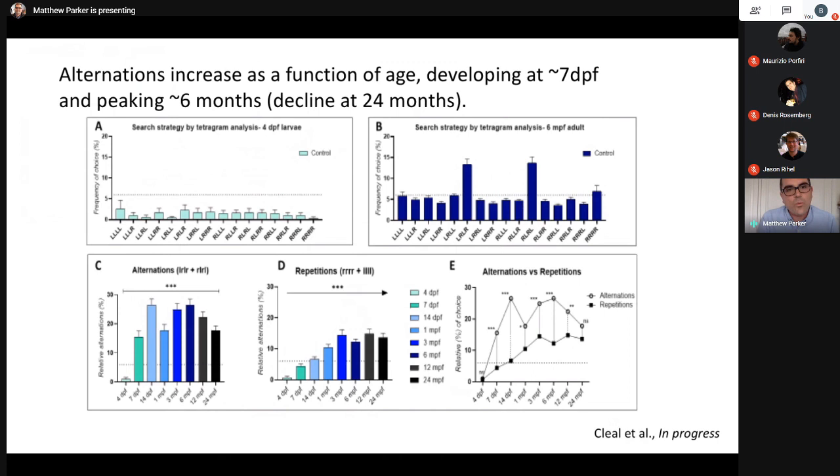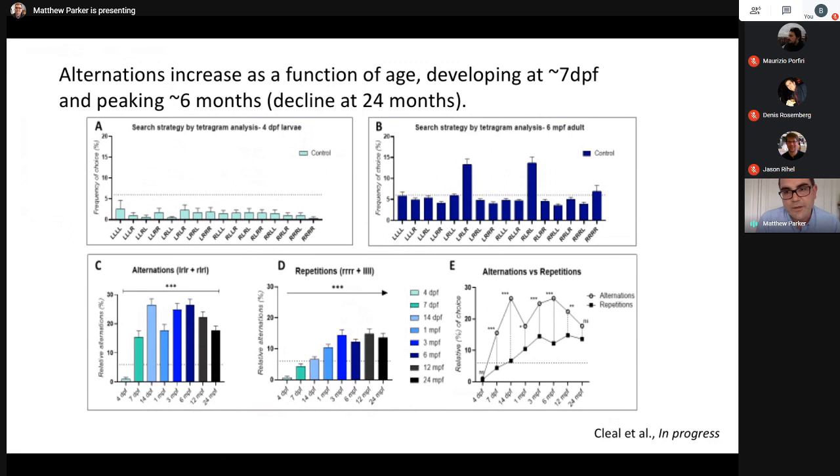Now, we ran a test with larvae. In fact, we did a full ontogeny study with fish, right the way from 4 days post-fertilization, right the way up to 24 months post-fertilization. I'm just going to go through this bit by bit, because there's a lot of data here.